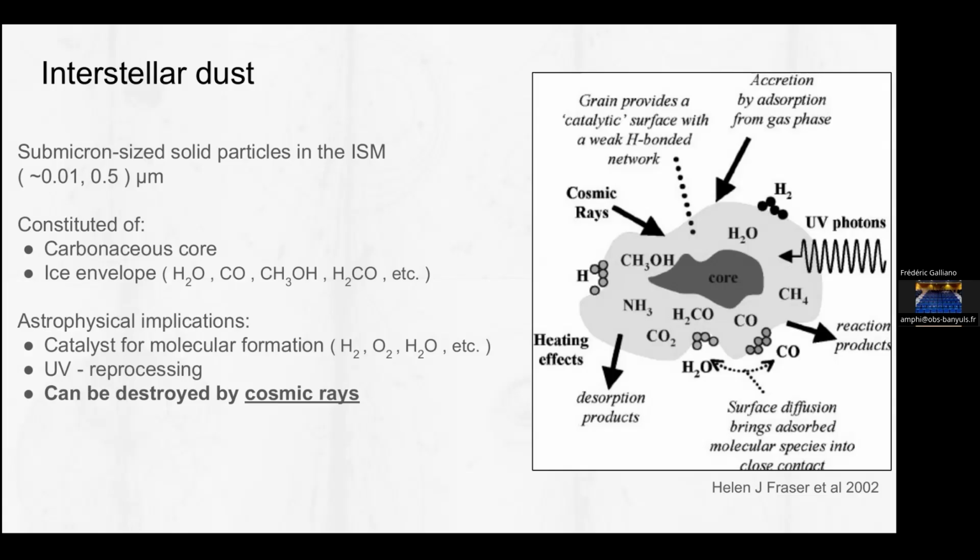Now, these grains have important astrophysical implications in the ISM. They're catalysts for molecular formation. They reprocess UV, and for what concerns us the most, they are destroyed by cosmic rays, of course. So in our work, we model how these grains are affected by cosmic rays, mostly the time it takes for them to be destroyed. And in the end, we also model the ionization of the ISM by cosmic rays.